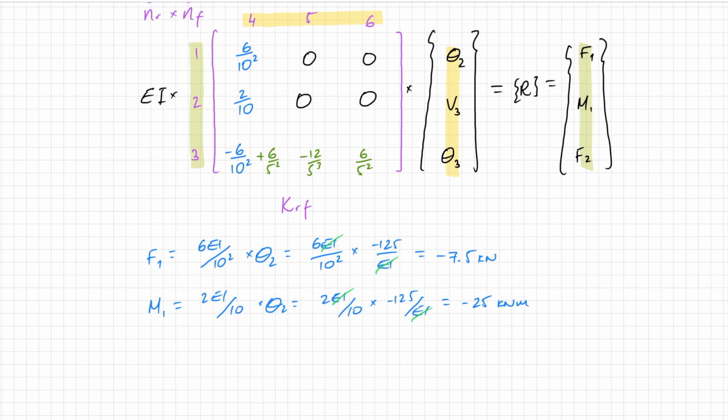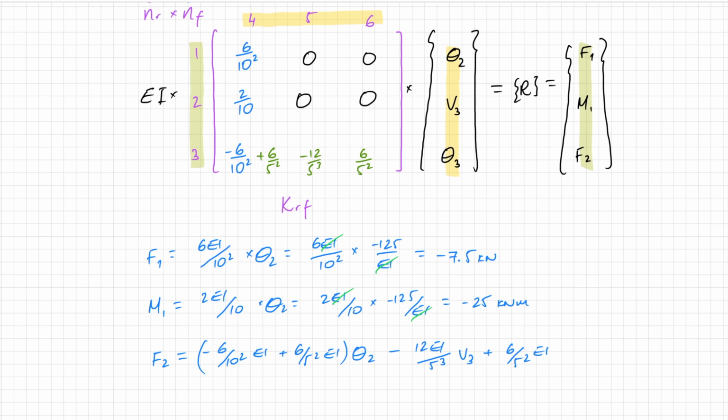And the last one we need to solve is F2. So that is the reaction at the roller at point B. And this is a bit more complicated because I have a few more things here. So I've got minus 6 over 10 squared times EI plus 6 over 5 squared, also times EI, and that is times theta 2. And then I've got minus 12EI over 5 cubed times V3, and then I've got plus 6 over 5 squared times EI times theta 3, and now I just need to substitute everything in.